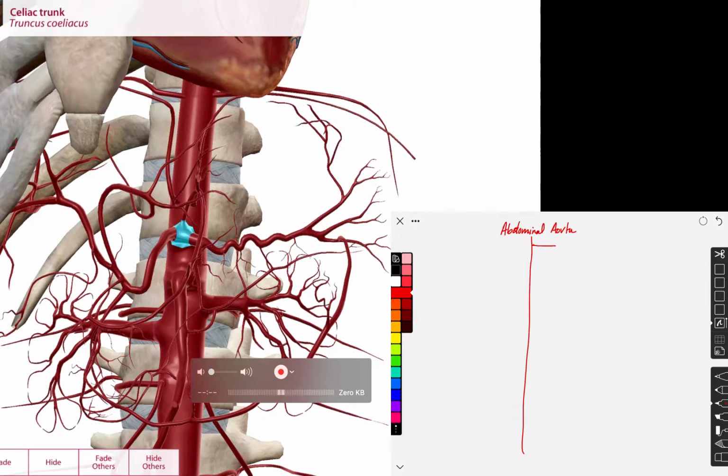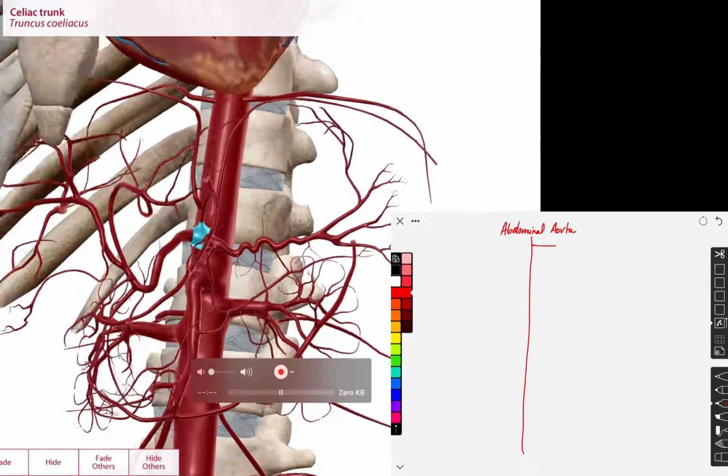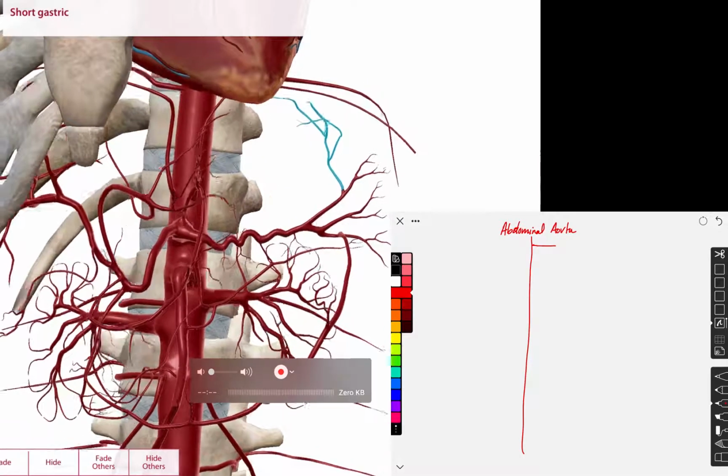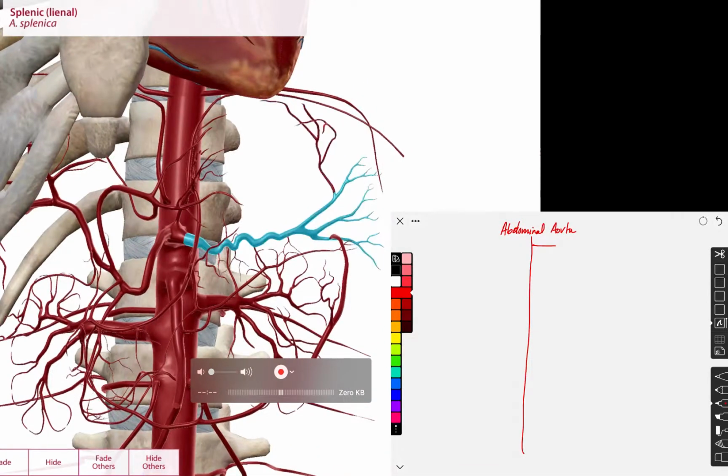The next structure is what we call unpaired. This means there's only one of them. And this is the celiac trunk. And the celiac trunk has three branches that come off of it. This one is the splenic branch. It goes to the spleen. Part of it will go up to the stomach, but if I say what are the three branches, if you say the splenic, the hepatic, and the gastric, that's usually enough for me.